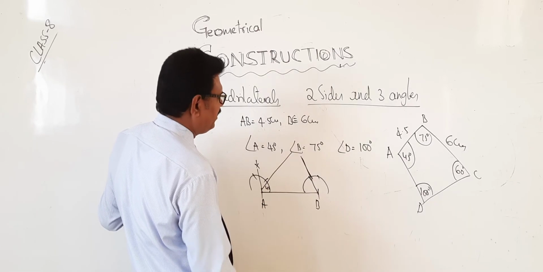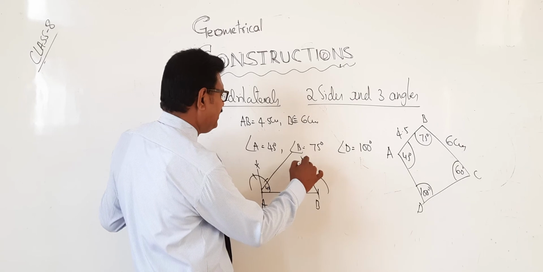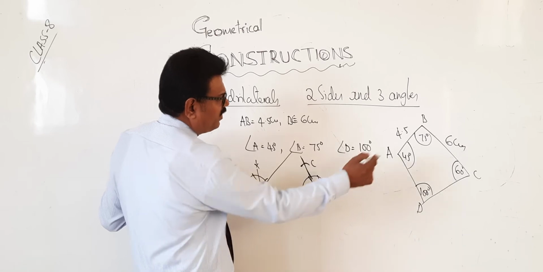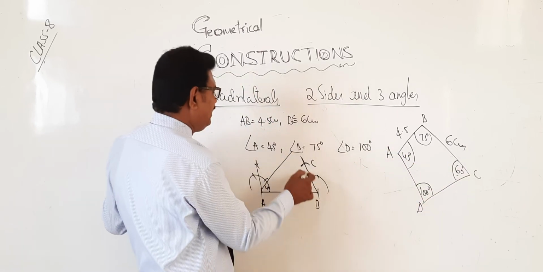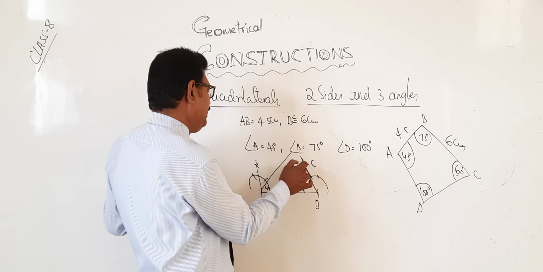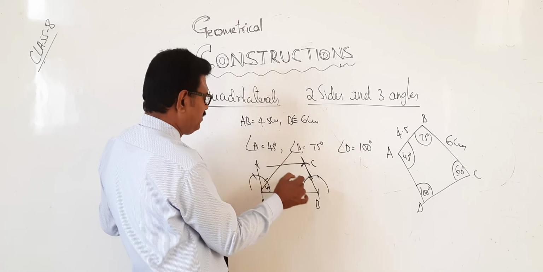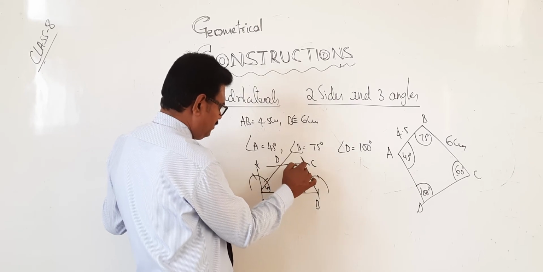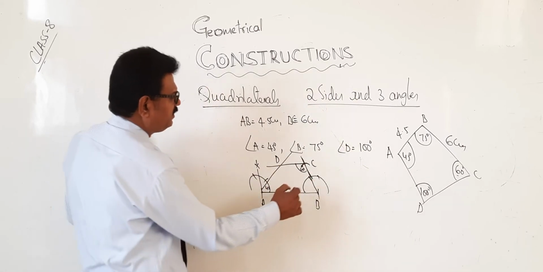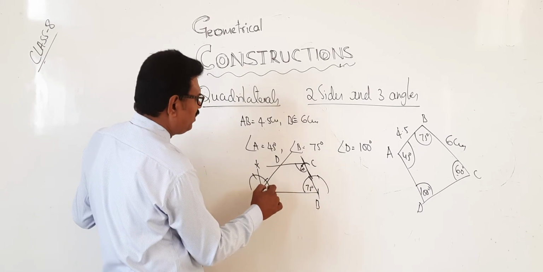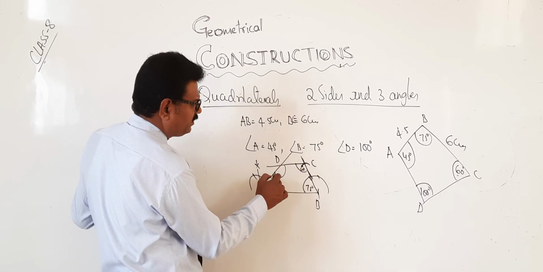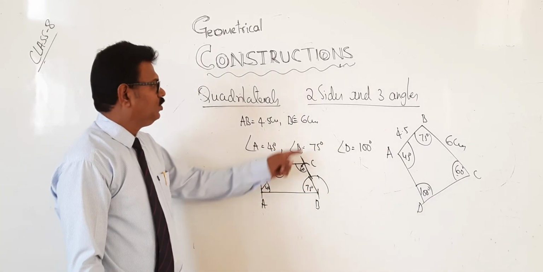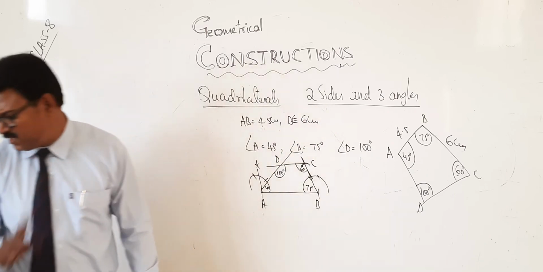Now at B, 75. Here 6 centimeters is there. You cut 6 centimeters. This is C. Now from here how many degrees? 60 degrees. 60 degrees means it will be like this. Therefore you cut like this. So A, B, C, D. This is 60 degrees. This is B, 75 degrees, 45 degrees. Automatically how much is D? 100 degrees. Okay? So this is 2 sides and 3 angles.